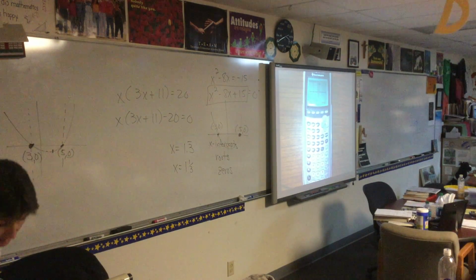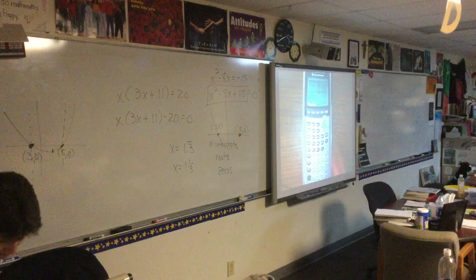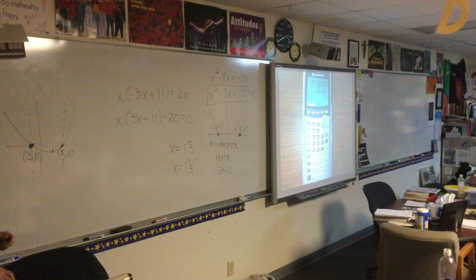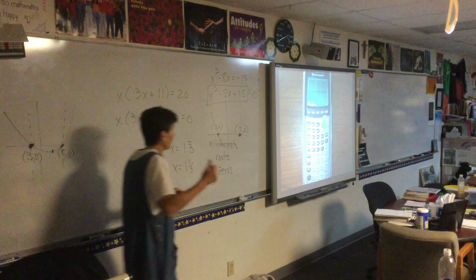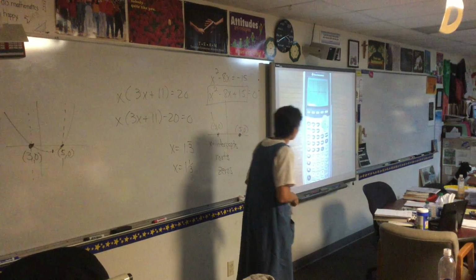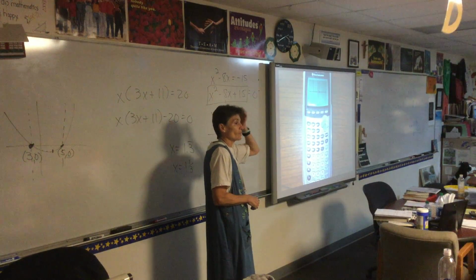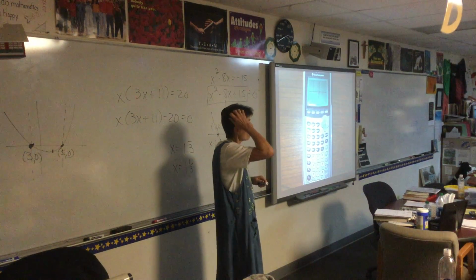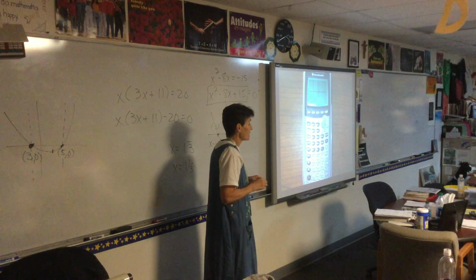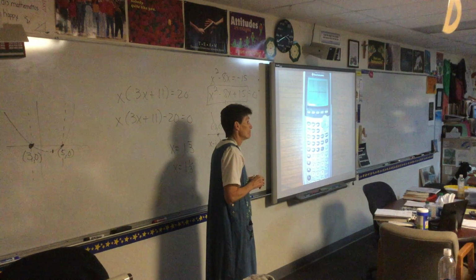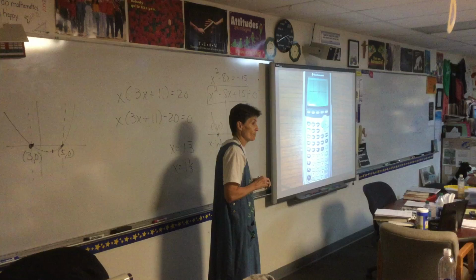And then I should get... Every time I press enter, it says error. Okay, well, you're doing something wrong. Did you start from this side? I'll help you after class. Okay? Down here, up here. All right, so that's how we find our zeros.